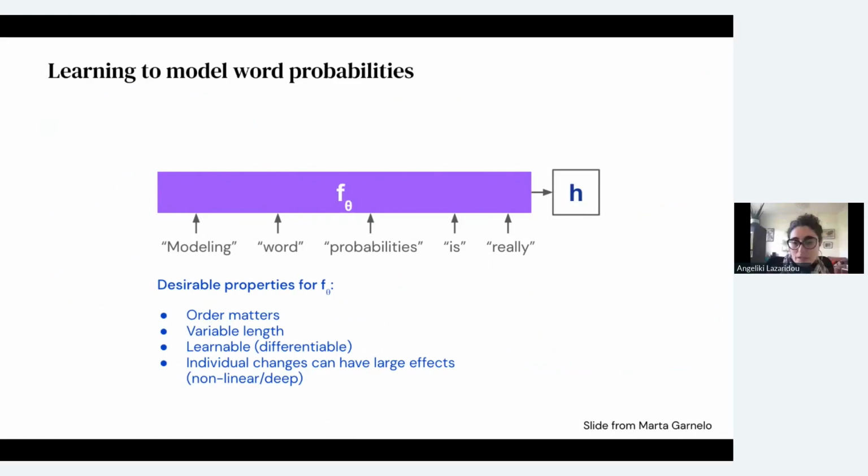And it needs to be such that individual changes to that function can have large effects on the input. So basically, the notion of deepness and nonlinearity here. As I will mention throughout the talk, and you're probably aware of this already, unfortunately there is no free lunch out there. We will gain something, but we will also lose something over the years. Even with transformers, they don't really capture all these things still today.